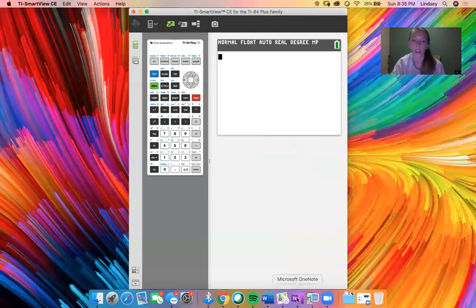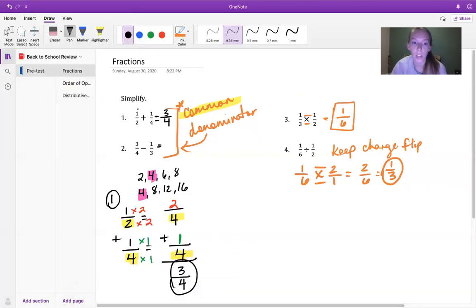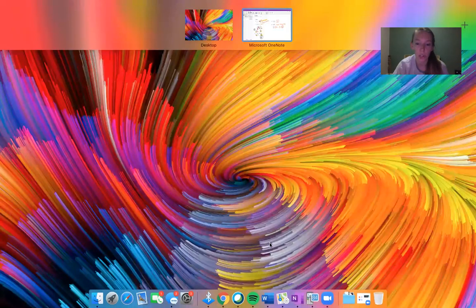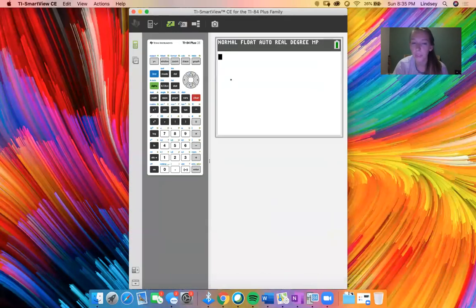Yours is going to look a little different than mine because this is for Mac software, but it's essentially the same thing. So my first question was 1/2 plus 1/4. I want you to go to your calculator. When you're doing fractions, this is very important when you're typing it into your calculator: you have to put fractions in parentheses. If you look right above the 8, there's a parenthesis.